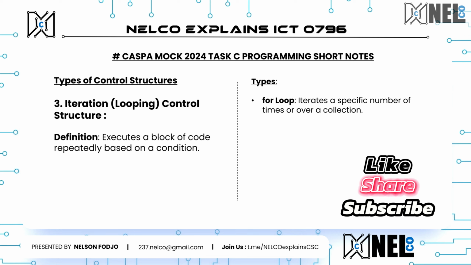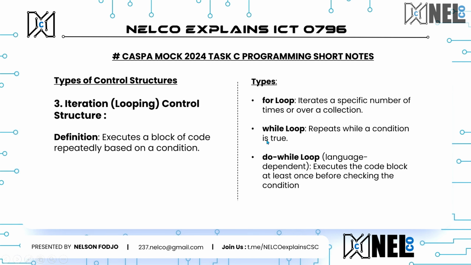The first one is the for loop, which iterates a specific number of times over a collection. Next, you have a while loop, which repeats as long as a condition is true, and the do while loop. Now let's look at the do while loop. It is language dependent, meaning some languages have their own format, others have different formats. It executes a block of code at least once before checking the condition.